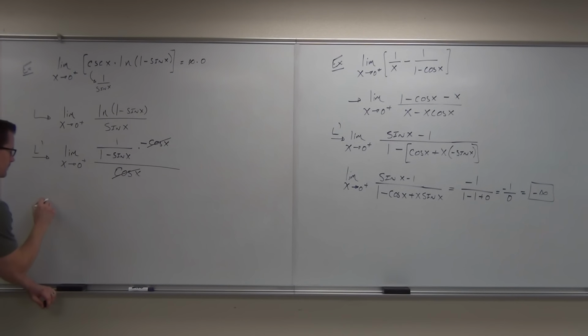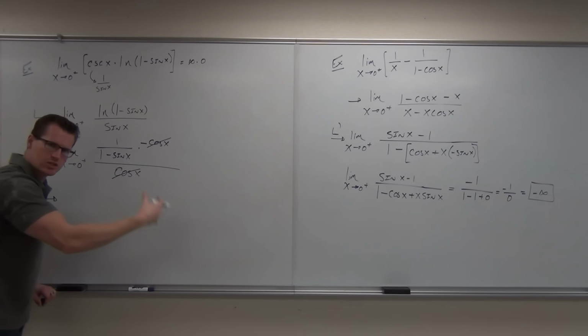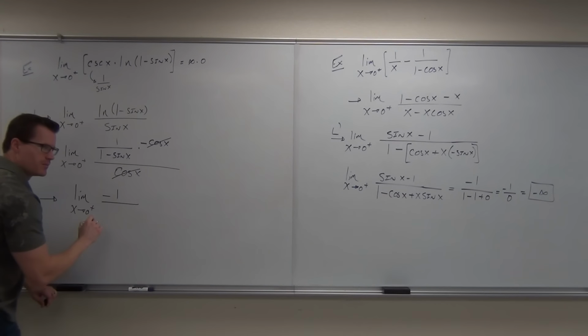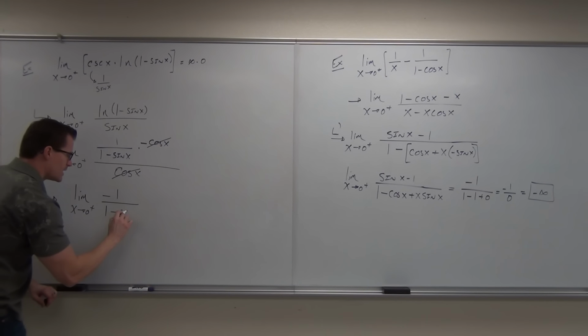So we get no L'Hopital's rule. We don't have to do that. We're just simplifying here, folks. You're not always doing L'Hopital's rule. This only took one of them. So we're going to have a limit as x approaches 0 from the right, we got negative 1. See where the negative's coming from? Yeah. Over 1 minus sine x.